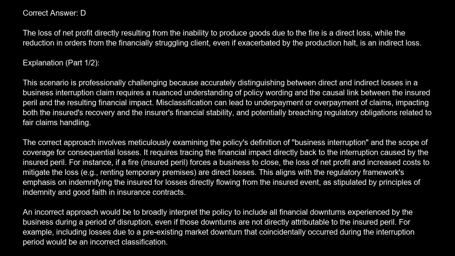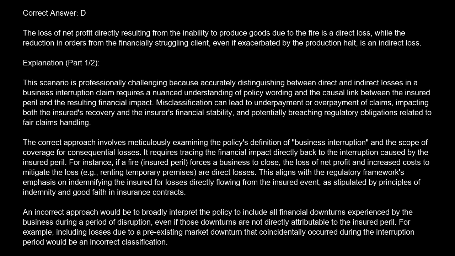The correct answer is D. The loss of net profit directly resulting from the inability to produce goods due to the fire is a direct loss, while the reduction in orders from the financially struggling client, even if exacerbated by the production halt, is an indirect loss. Explanation: this scenario is professionally challenging because accurately distinguishing between direct and indirect losses in a business interruption claim requires a nuanced understanding of policy wording and the causal link between the insured peril and the resulting financial impact. Misclassification can lead to underpayment or overpayment of claims, impacting both the insured's recovery and the insurer's financial stability, and potentially breaching regulatory obligations related to fair claims handling.